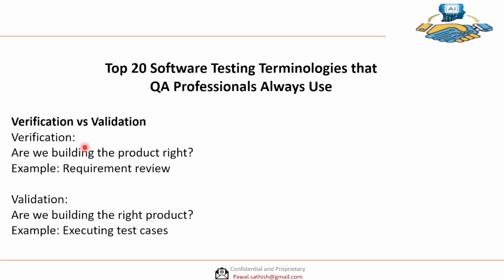Then we'll see basic terminology: verification versus validation. For verification, we need to remember this: are we building the product right? Here we do requirement reviews and walkthroughs. Validation means we are actually executing the test cases. So, are we building the right product? Executing the test cases.